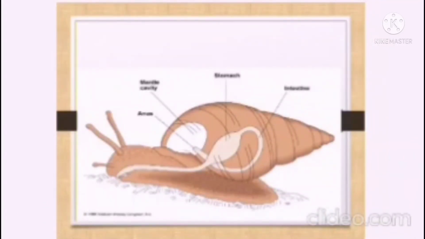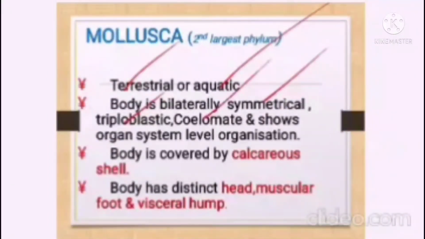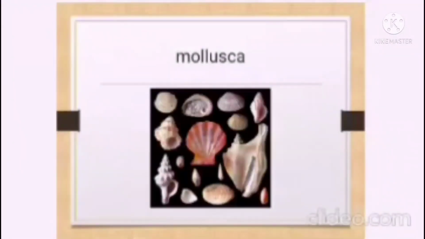Now moving on to the characteristics of molluscs. Terrestrial, on land, and some organisms can be in water. Bilateral symmetry, triploblastic, coelomate. I am not saying all these definitions, many times I have told you. They show organ system level of organization. The body has calcareous shells. They are made up of what? A hard covering. So you can find a hard covering, with calcium deposited. That's why the name is what?